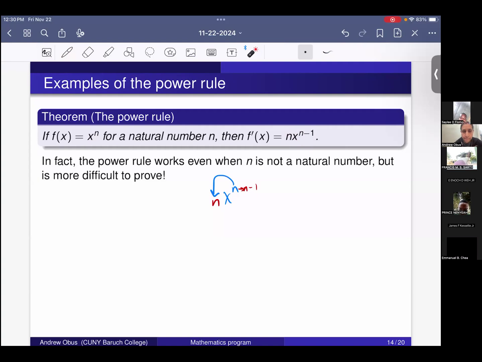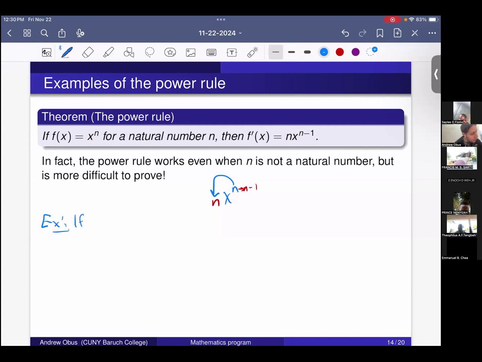Yes, Enoch? Yeah, so they want it to work in any form, except where n is not equal to 0. Even when n is equal to 0, it still works. Wow, it still works. Seriously? Yep, right. Let's do that. Okay, that's a great example.